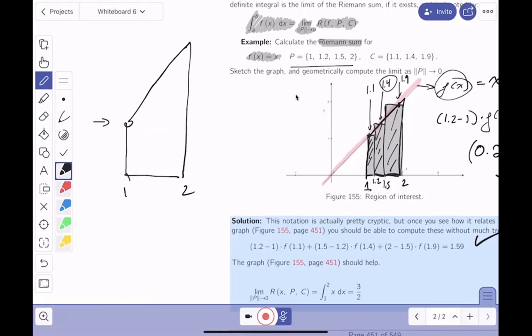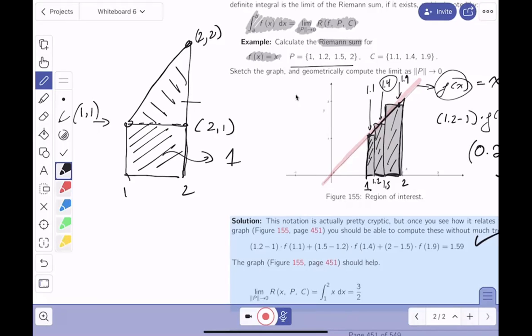What's this point over here? Well, this is going to be 1, 1. What's this point over here? 2, 1. What's this point over here? Well, that's going to be what? 2, 2, right? All right, let's do it. I want to do this little tiny guy here. And what's the area of this thing over here? Let's see, 1 to 2 is 1. And 0 to 1, just 1. What's this guy? Let's take a look.